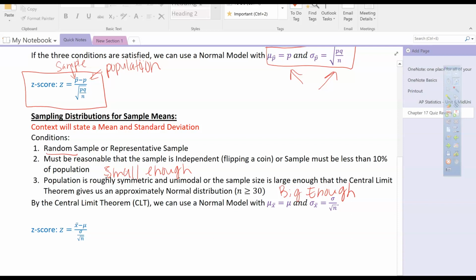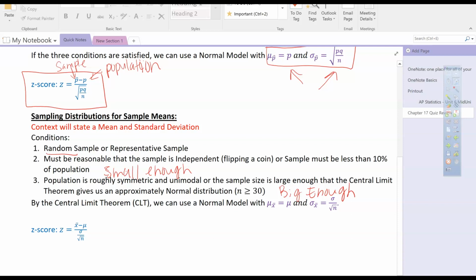So that's if you know that the population is normal, then you can use the normal model. But if you don't know that your whole population is normal, then you have to check to see if your sample is large enough that the central limit theorem gives us an approximately normal distribution. So if your sample size is greater than or equal to 30, then we can say that it's going to be the normal model, because the central limit theorem tells you that as your sample size gets bigger, your distribution starts to look more like the normal model.